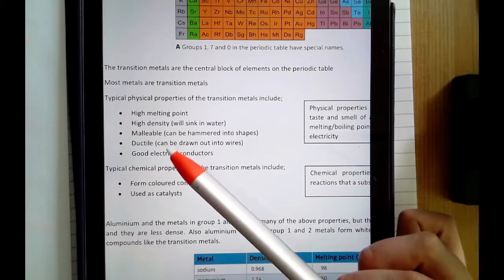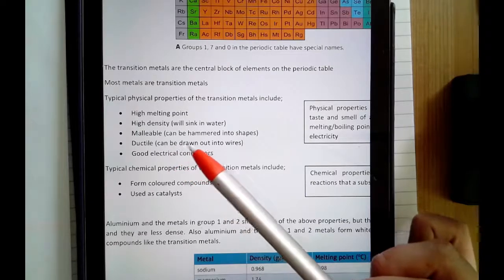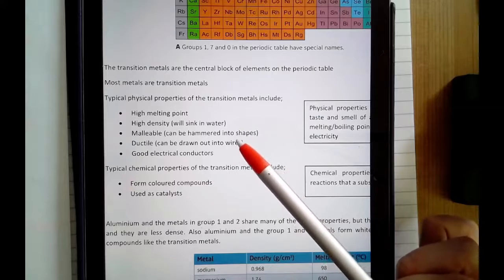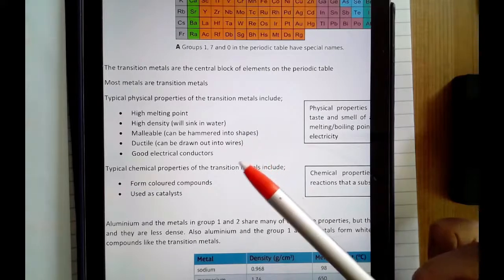Malleable, you would have come across that word in year 7. It means they can be hammered into different shapes. That's a very useful property because we use metals for things like making cars.